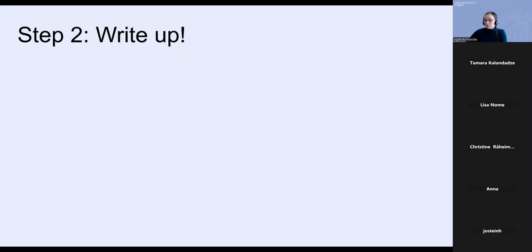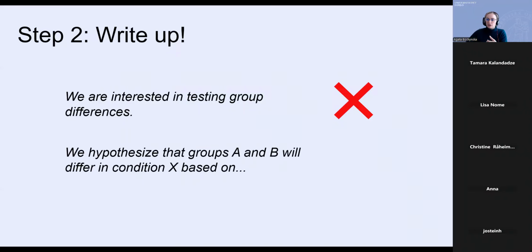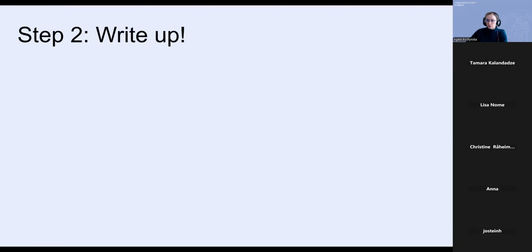Some concrete tips when you're writing up your pre-registration: try not to use very general statements like, we are interested in testing group differences here. This could be really anything, right? Try to be as precise as possible. So you might, for example, say that we hypothesize that groups A and B will differ in this particular condition, and that's based on our previous studies, our pilot, previous literature on this topic. So you should always justify your hypothesis too. This is a better way of doing it.